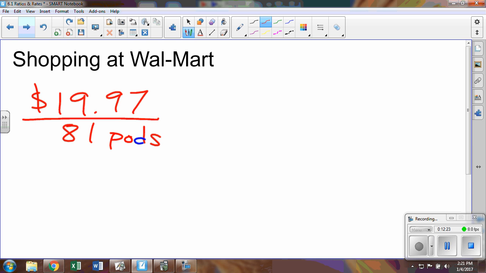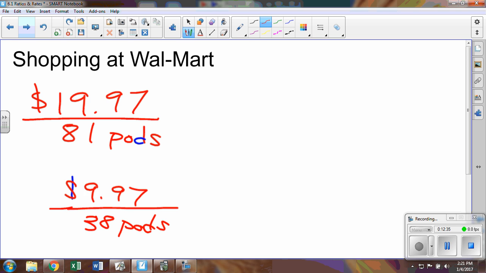But my wife looked at it and said, no, because they've got the smaller one that's on sale. And the smaller one was on sale for like $2 off, but that one, if I remember correctly, was $9.97 and it had 38 pods in it. And so we were simply looking at it and saying, which one's going to be the better deal? Which one should we go buy?